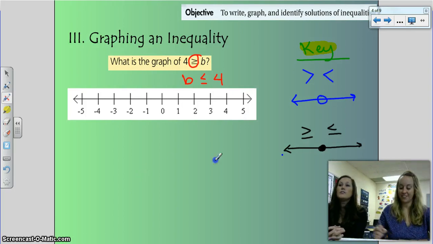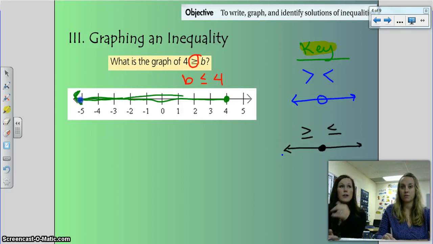Okay, so now b has to be less than or equal to 4. So I'm going to go to 4, and I'm going to put a circle there. Open or closed? I'm going to color it in, because 4 is included in the values. 4 could be our solution. Then I'm going to shade all the other values that make this statement true. I know that it can be 3 or 2 or 1 or 0. So I'm going to shade the direction. Try to stay on the line. I try to use like the highlighter or something. Anyways, you're going to shade the direction that the arrow is pointing.